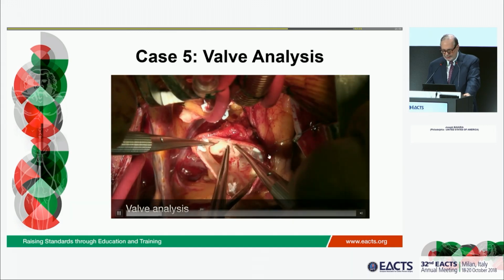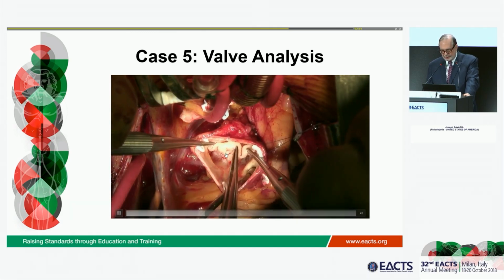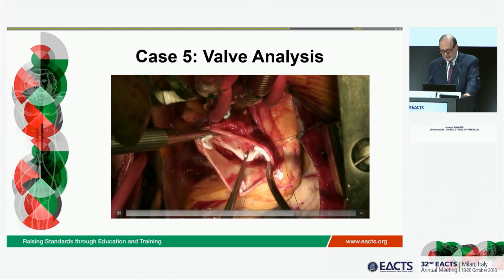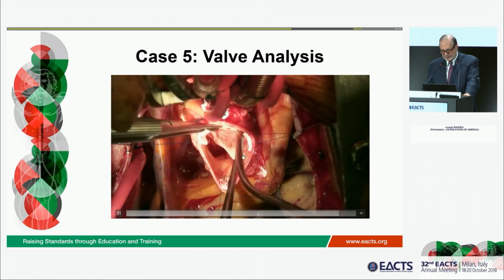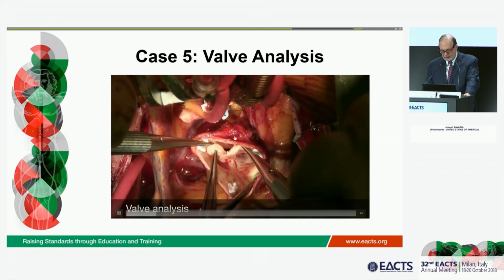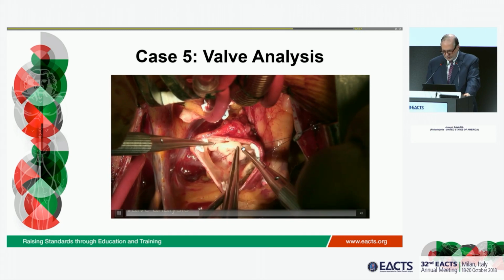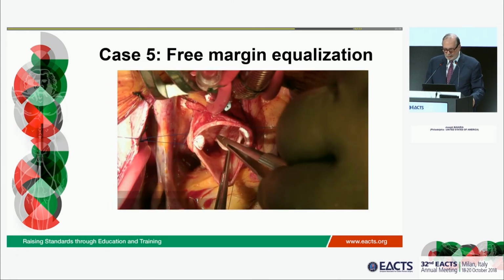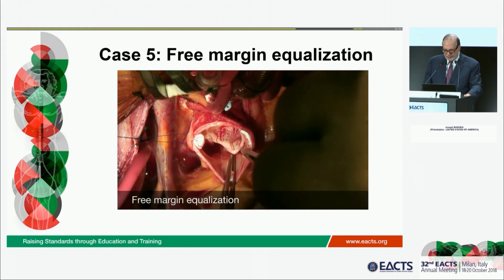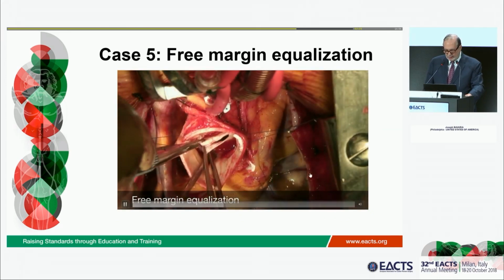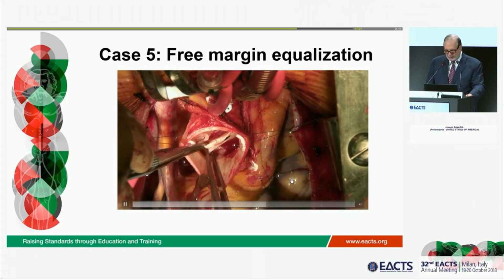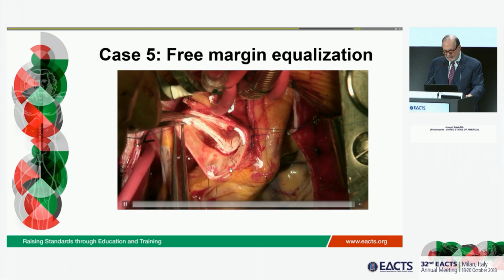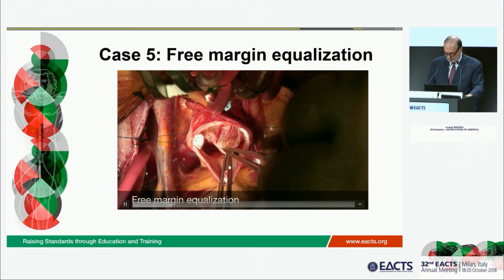So we're in here and at 29, we don't see a whole lot of calcium. We've got this non-conjoined cusp, which has a cleft in it, but there's pretty good motion of the opposite leaflet. So the non-conjoined leaflet has great motion. So we're going to do an equalization of the free margins here and take the cleft, if you want to call it that, and equalize the free margins on both sides. And that's kind of what we're doing there.